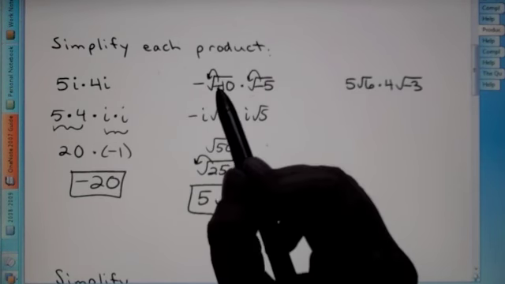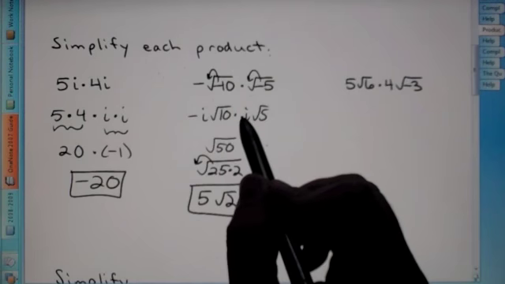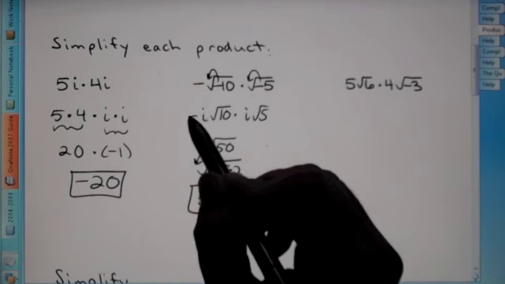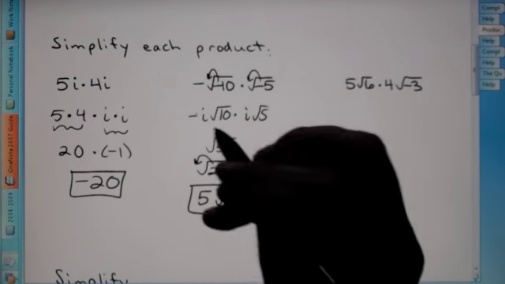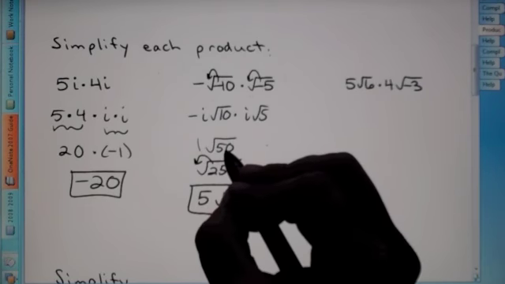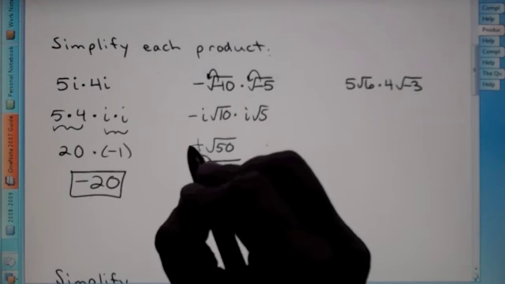Again, first take out the negatives to make them i's. i times i is negative 1, but we have a negative here, so a negative times negative 1 is a positive 1. We did multiply the roots. 10 times 5 is 50. And then we broke down the 50.